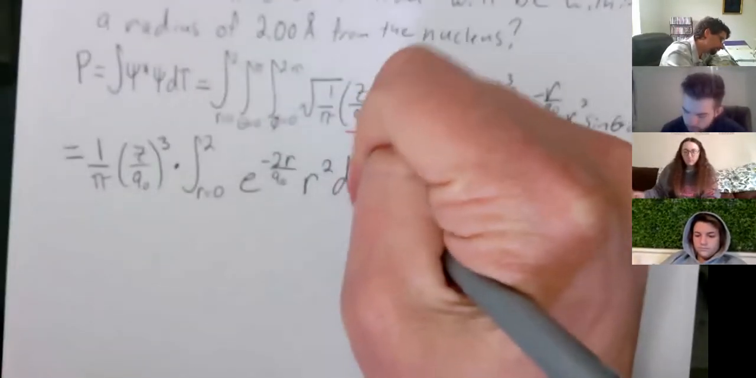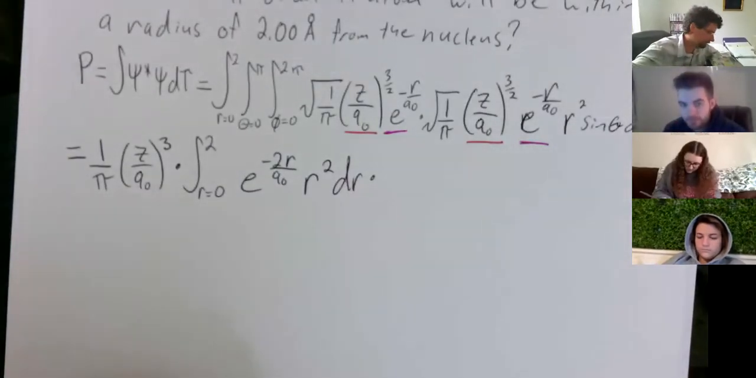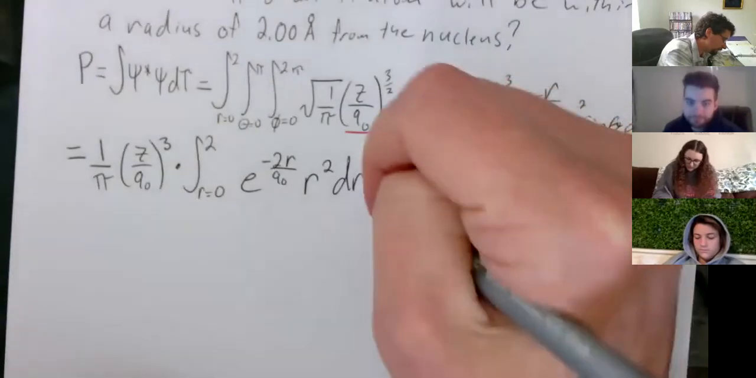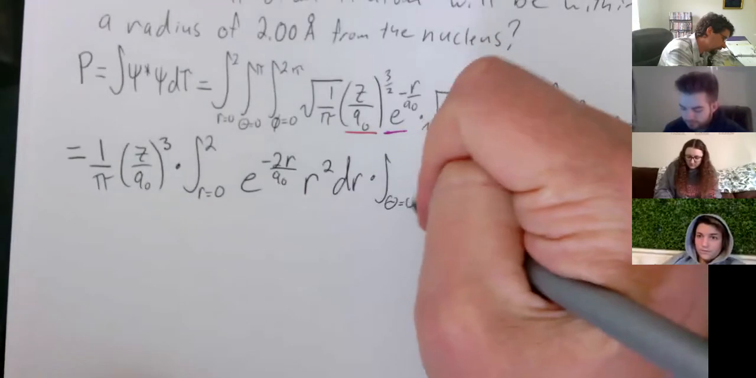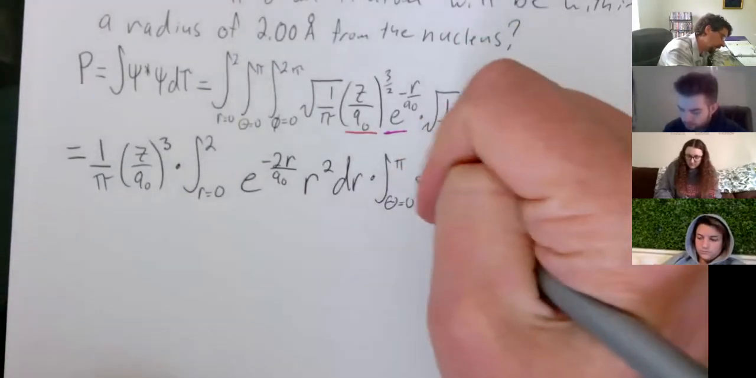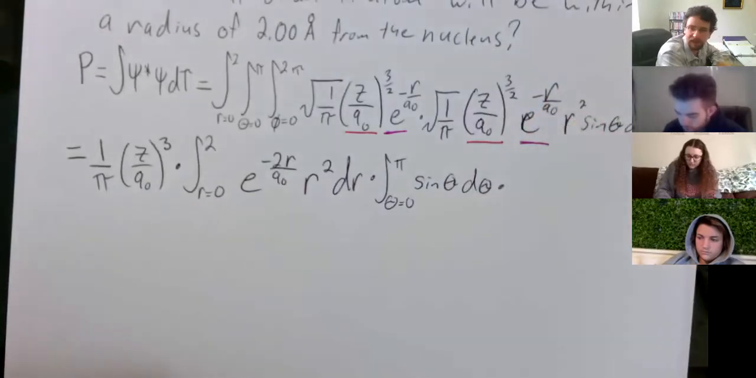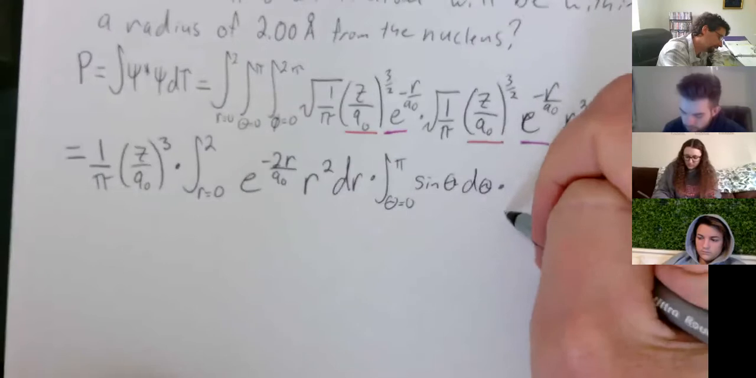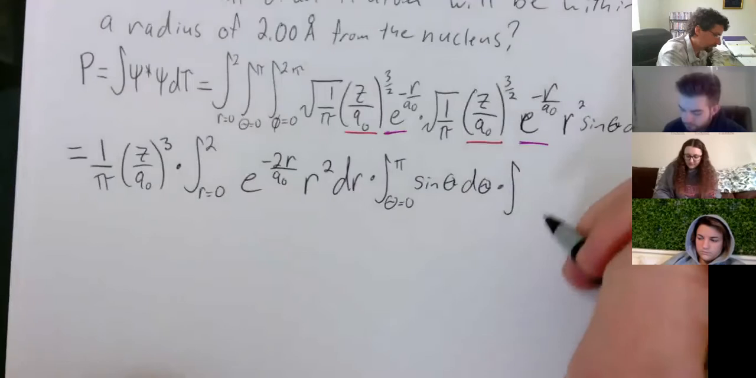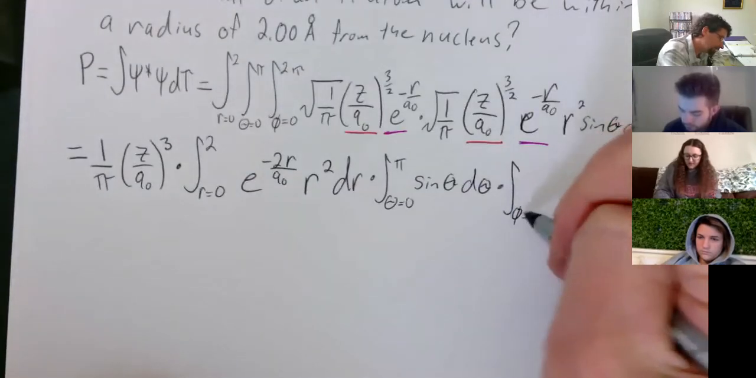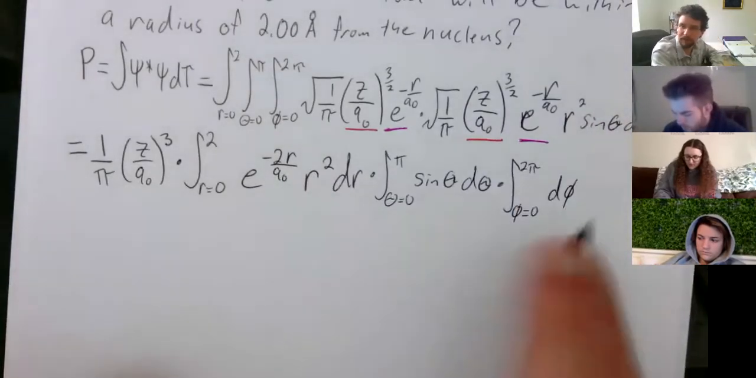Yep, dr. Times, what's going to come next? Let's go with sine theta, or d theta. Yeah, let's do sine theta. Theta goes from 0 to pi, so sine theta d theta. And then last, what do we have? Phi. Integral from 0 to 2 pi. Yep. Which is probably our favorite integral to do because that one's really easy.